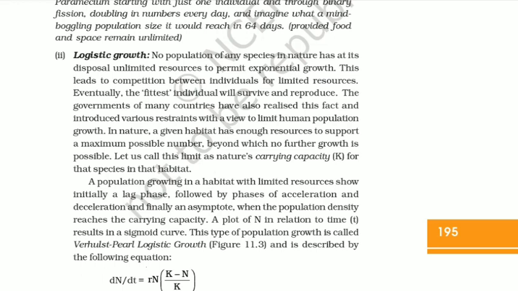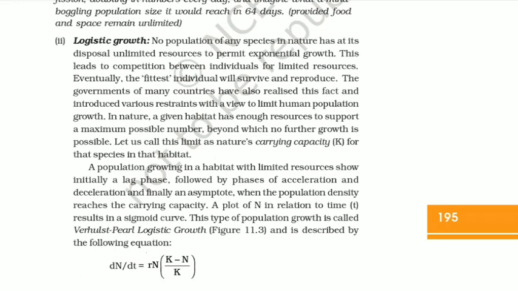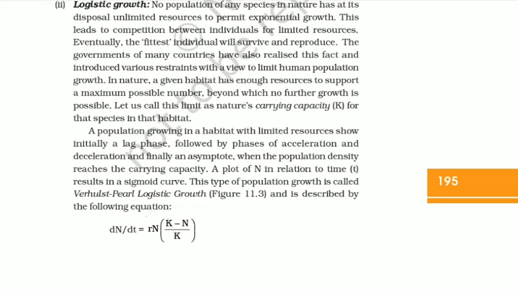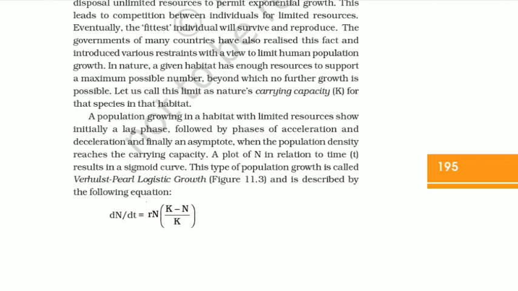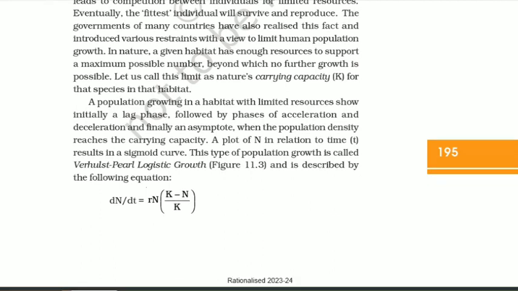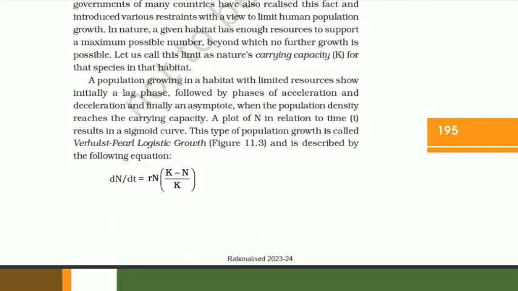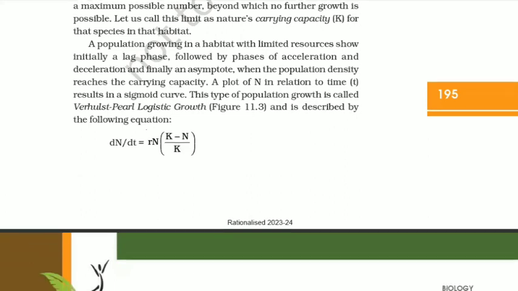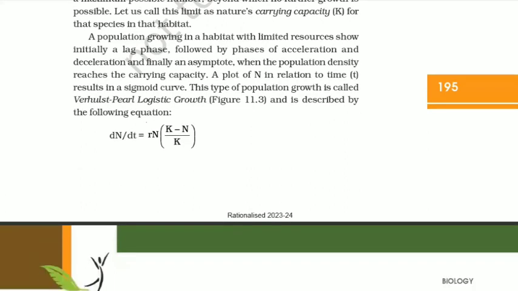Number two, logistic growth. No population of any species in nature has at its disposal unlimited resources to permit exponential growth. This leads to competition between individuals for limited resources. Eventually, the fittest individual will survive and reproduce. The governments of many countries have also realized this fact and introduced various restraints with a view to limit human population growth. In nature, a given habitat has enough resources to support a maximum possible number, beyond which no further growth is possible. Let us call this limit nature's carrying capacity for that species in that habitat.